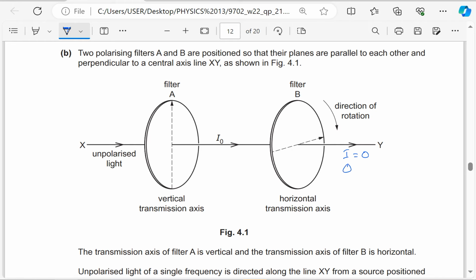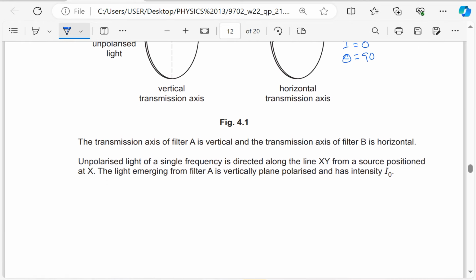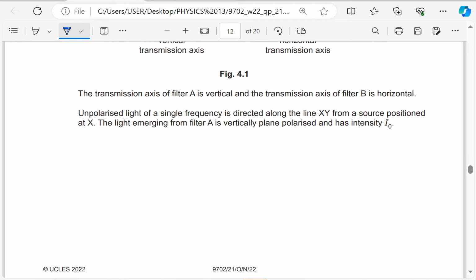So theta here is 90 degrees relative to the initial position. In other words, the axis of transmission is perpendicular to the vertical transmission axis of the first filter. So theta is 90 degrees. So it means intensity which comes out of this filter B is going to be zero in that case. The transmission axis of filter A is vertical and the transmission axis of filter B is horizontal, so that they are 90 degrees to each other.